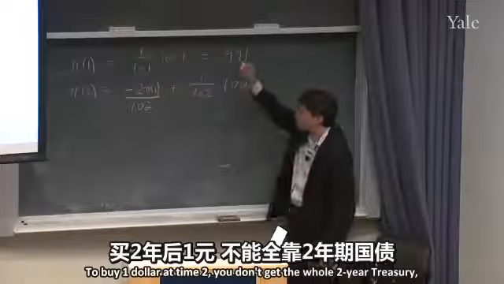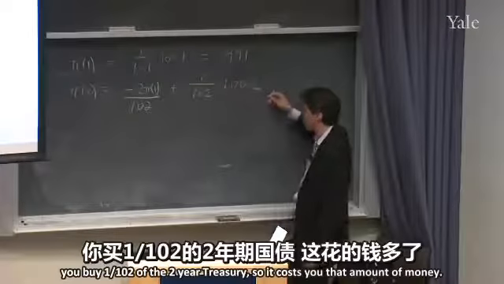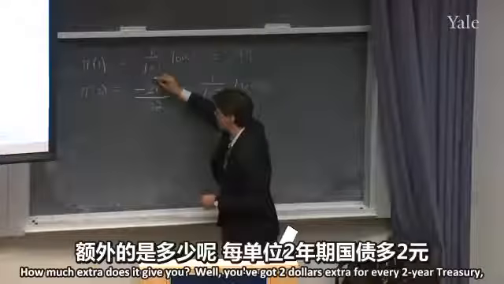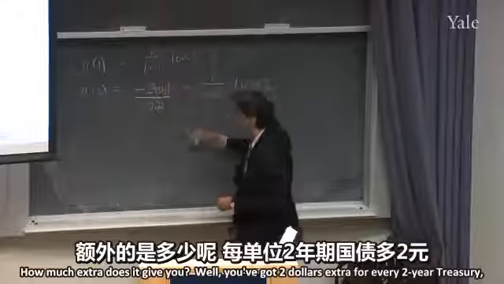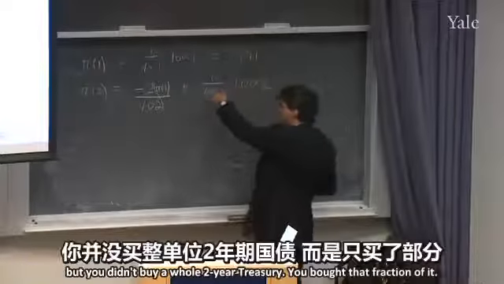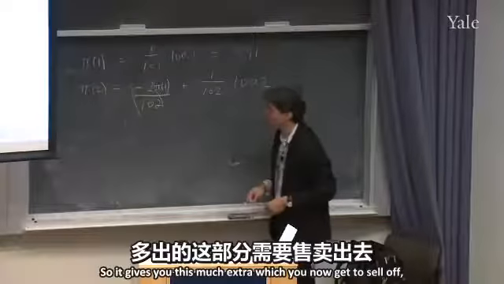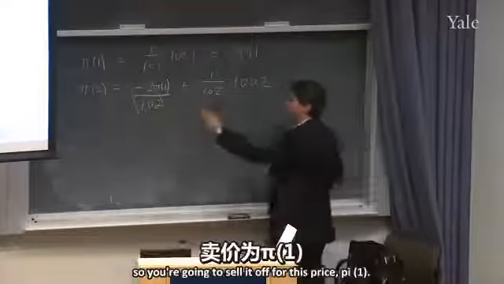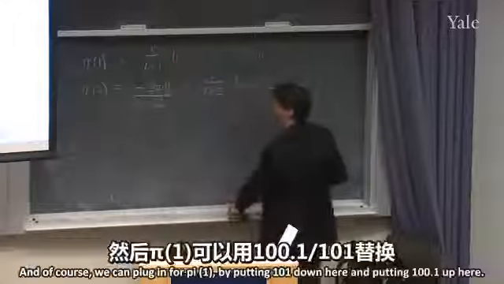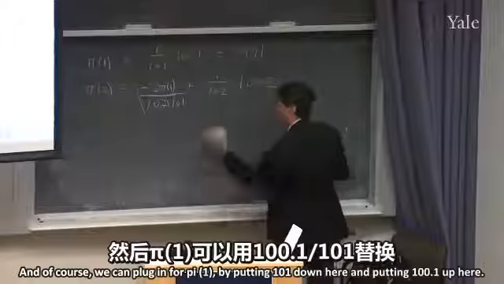You don't get the whole 2-year treasury. You buy 1/102nd of the 2-year treasury, so it costs you that amount of money. But that gives you a little bit of extra at time 1. How much extra does it give you? Well, you've got $2 extra for every 2-year treasury, but you didn't buy a whole 2-year treasury. You bought that fraction of it. So it gives you this much extra, which you now get to sell off. So you're going to sell it off for this price, pi 1. And of course, we can plug in for pi 1 by putting 101 down here and putting 100.1 up here.